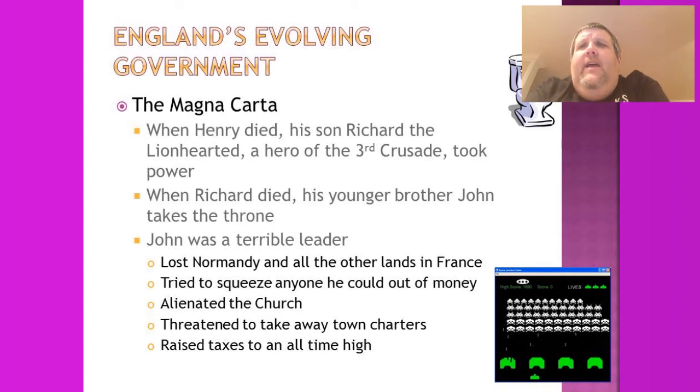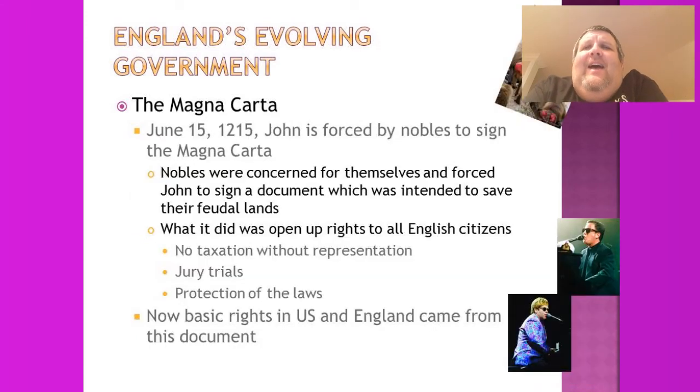And when that happens, he then starts taxing people, trying to squeeze any money out of anybody that he can. He alienates the church completely, goes completely against the church. He starts taking away town charters from people. He raised taxes to an all-time high. People absolutely hated him. And so on June 15th of 1215, John is forced to sign what's known as the Magna Carta.